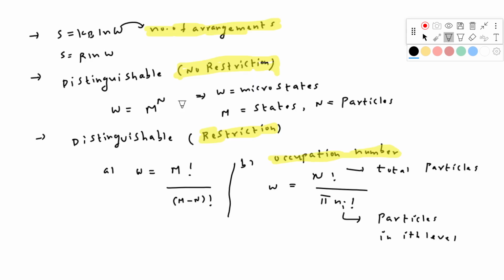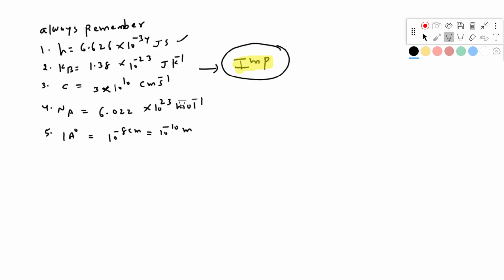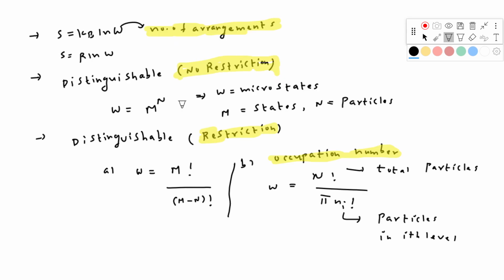Next important formula in statistical thermodynamics, the first and foremost formula is entropy, that is S equal to Kb ln W. You already know Kb is nothing but Boltzmann's constant. I have given the unit here, and in this Kb ln W, W is nothing but the number of arrangements, right? How to calculate the number of arrangements for a molecule? If you don't know, I will explain it in later videos, right?